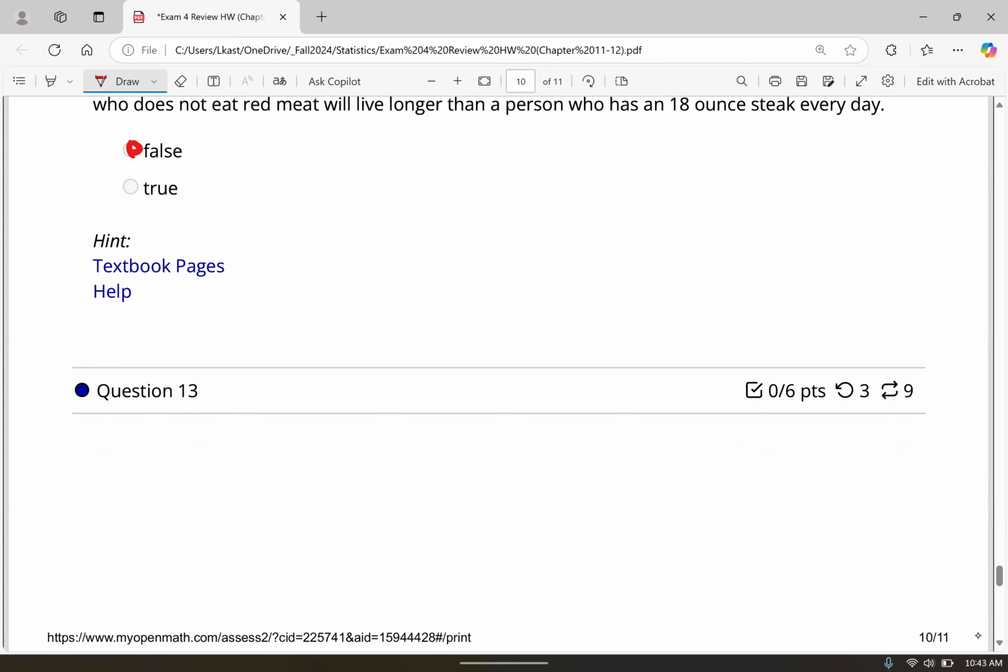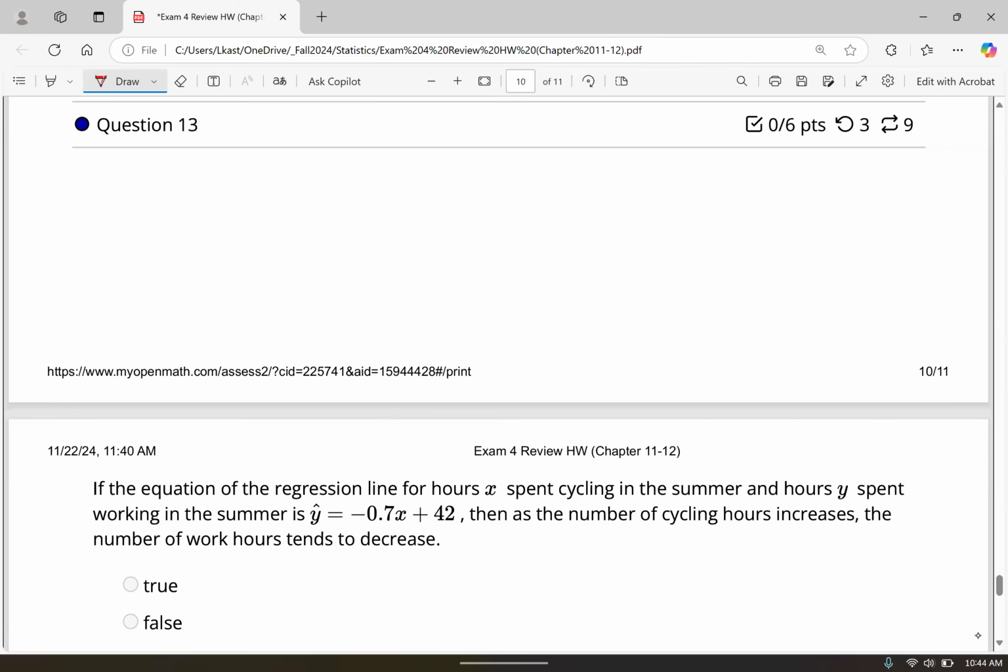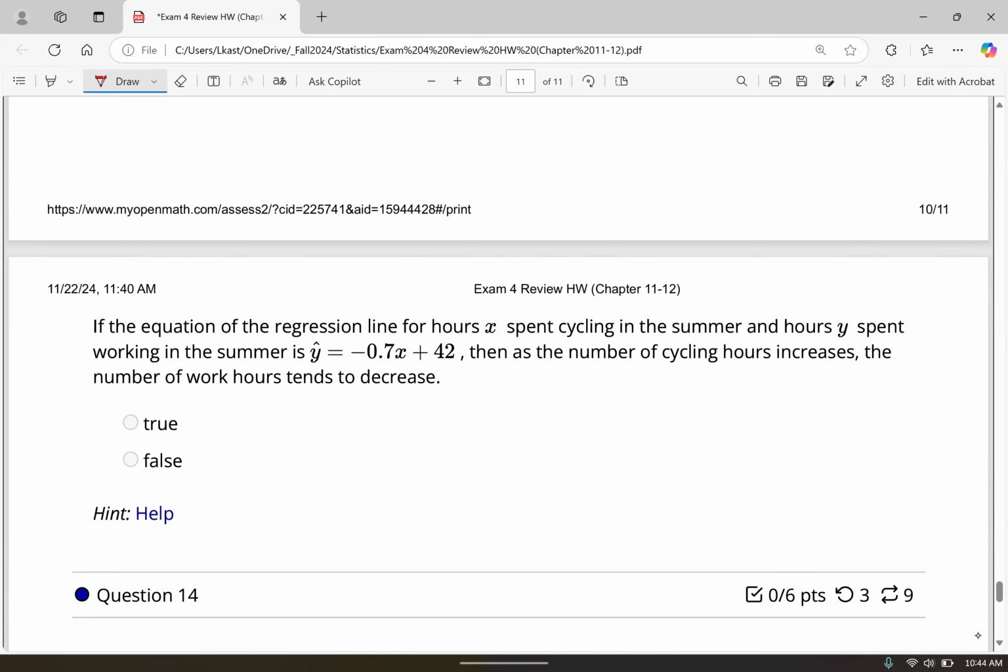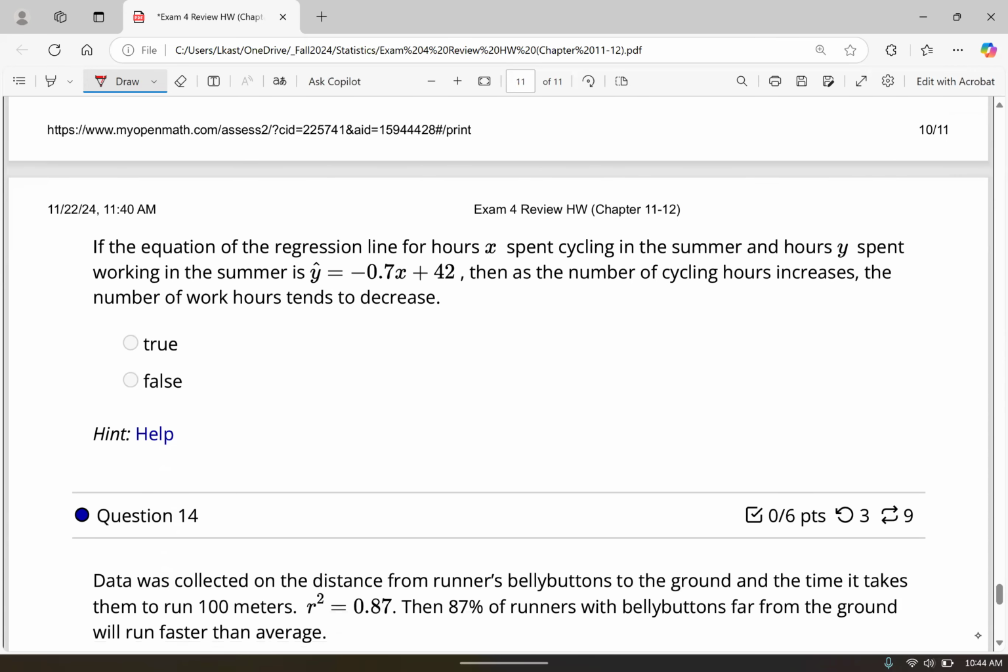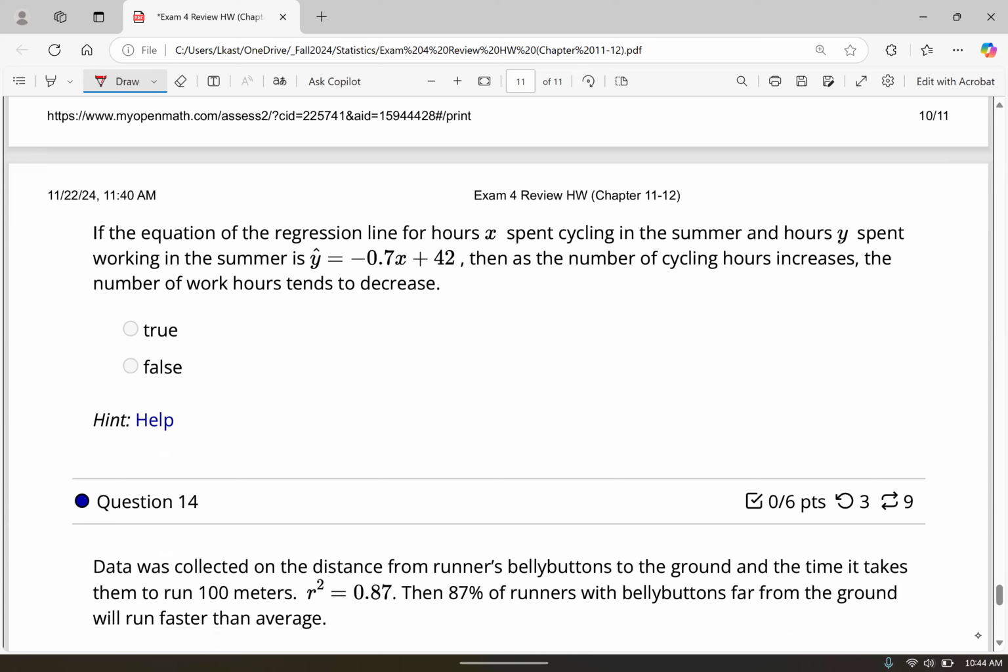Problem 13. How much time? I'm out of time, guys, but I'm going to finish these off. I'll quit talking quite so much. I only got 3 left.